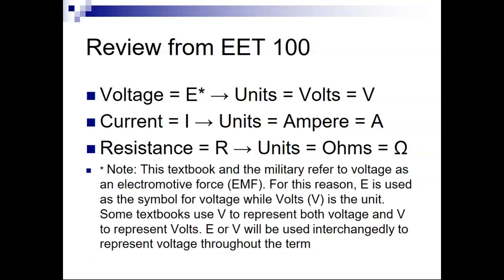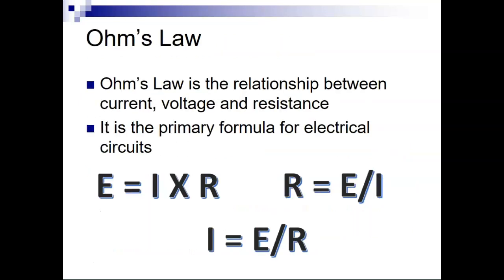Current is mathematically symbolized with an I. The unit is the ampere with an A. Resistance is capital R for your mathematical equations, and its unit is ohms, done with the omega symbol. So Ohm's law, E is equal to I times R. This is the same as saying V is equal to I times R. R is equal to V or E over I, and I is equal to E or V divided by R. Does that make sense?